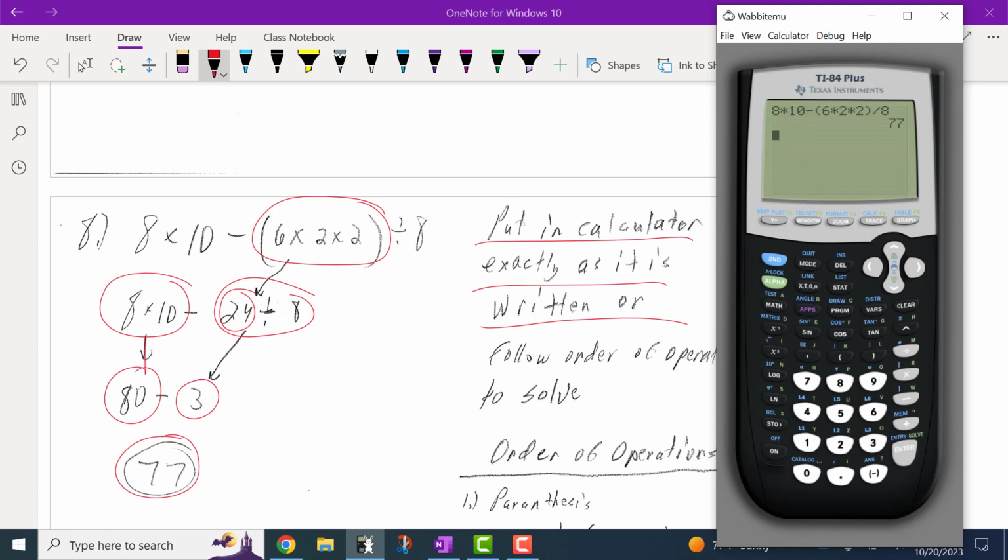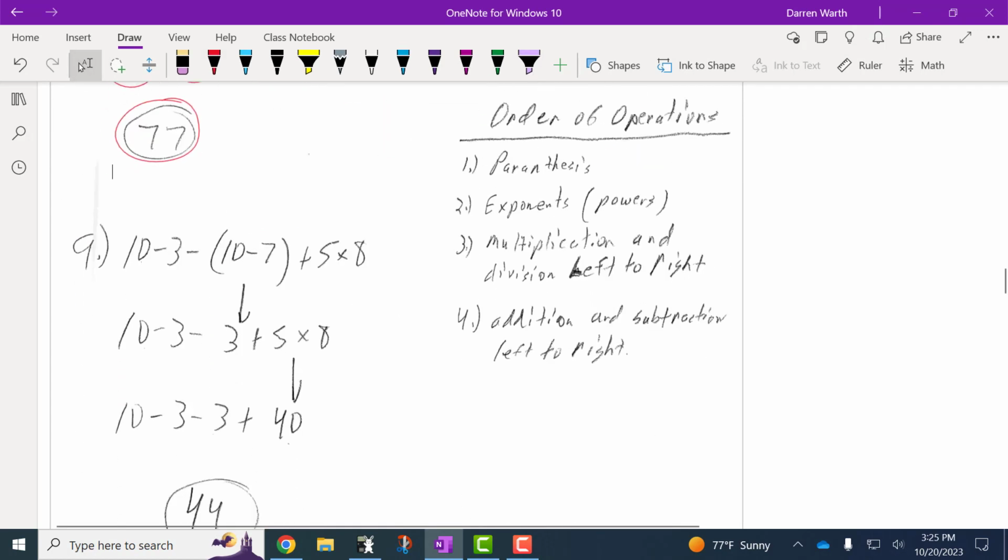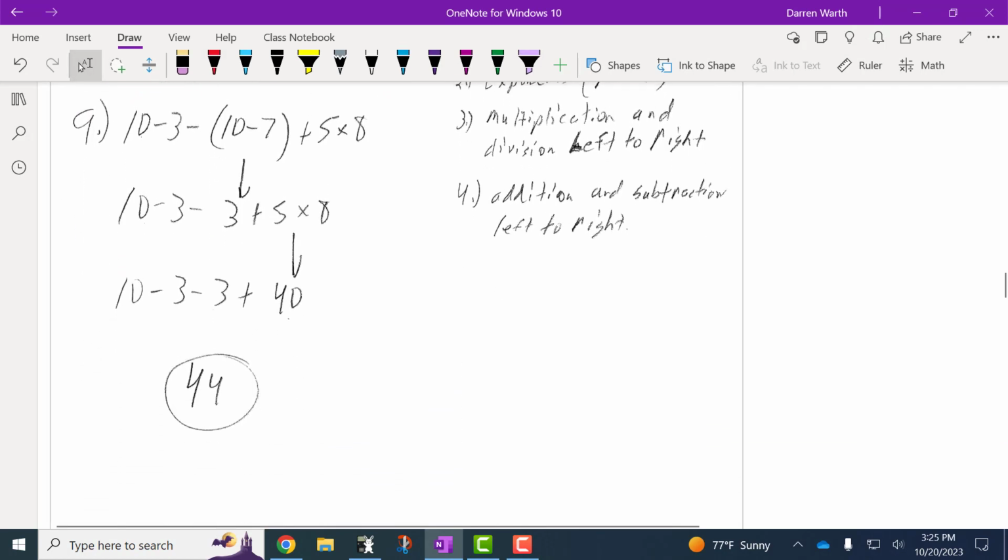So same thing on number 9. It says we've got 10 minus 3 minus 10, and then we've got in parentheses 10 minus 7 plus 5 times 8. So if you follow your order of operations on this problem right here, you're going to notice here's your parentheses right here, 10 minus 7, that's going to give you 3. I got 10 minus 3 plus 5 times 8.